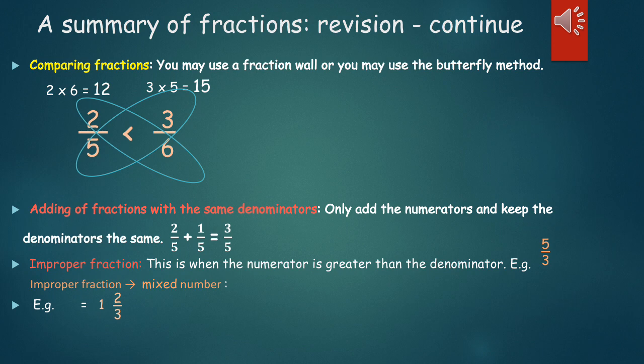Improper fraction. This is when the numerator is greater than the denominator. For example, 5 over 3. Then you have to make it a mixed number and it equals 1 whole and 2 over 3.